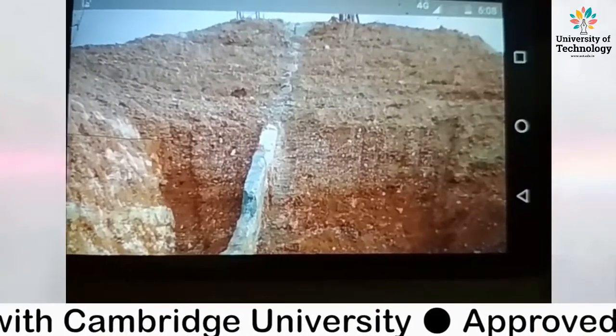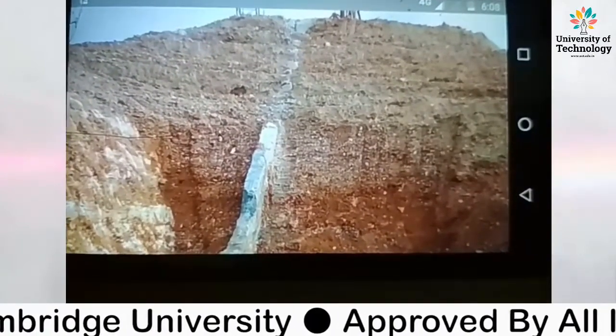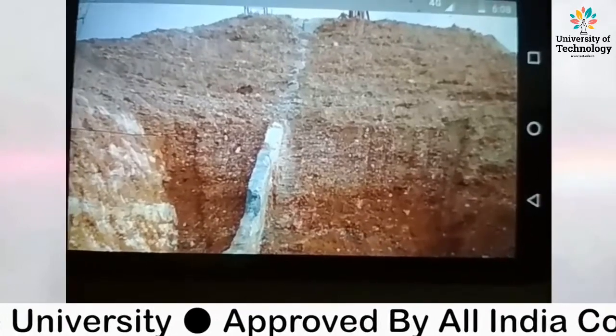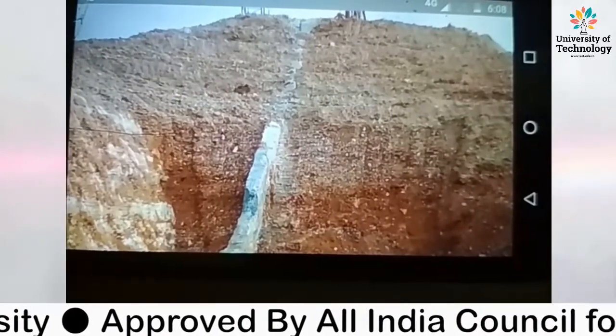Okay, so this is all about it. I think you are now able to understand all the things about the cutoff wall and there will be no confusion.